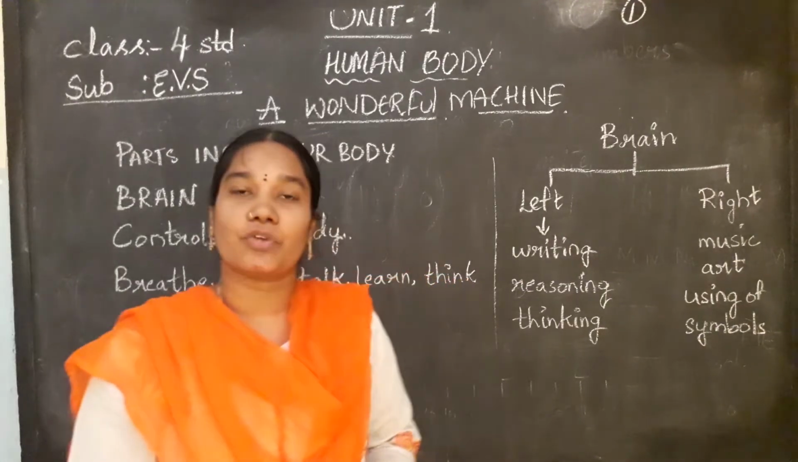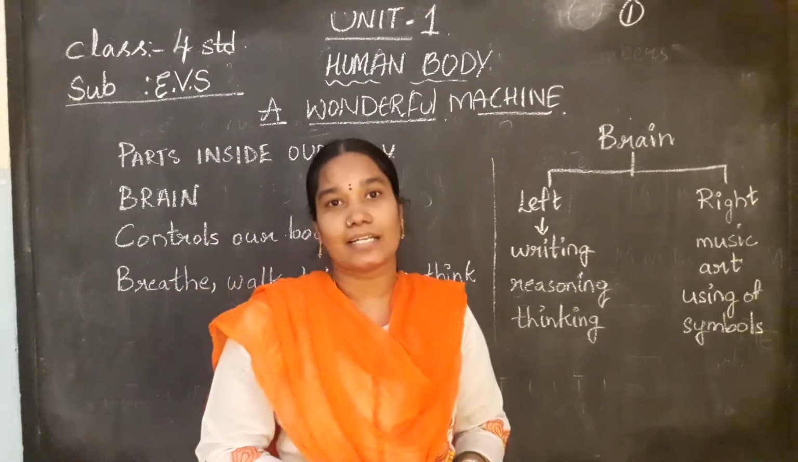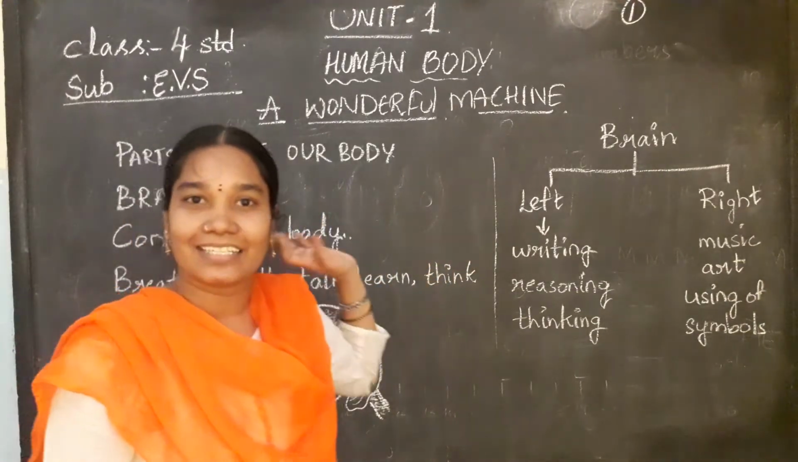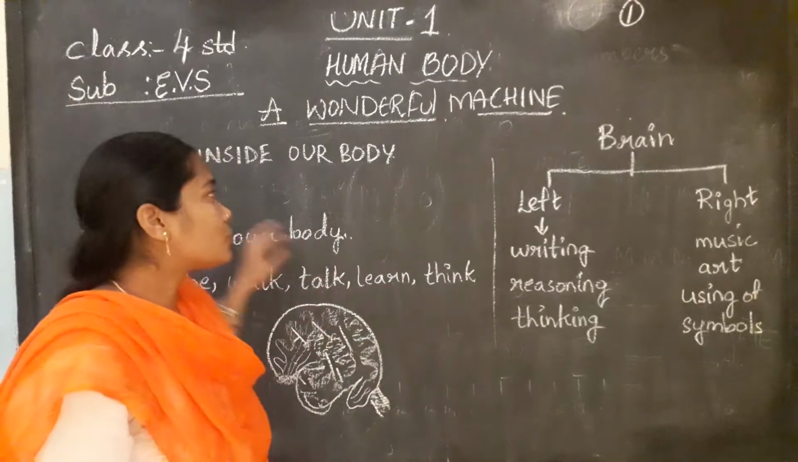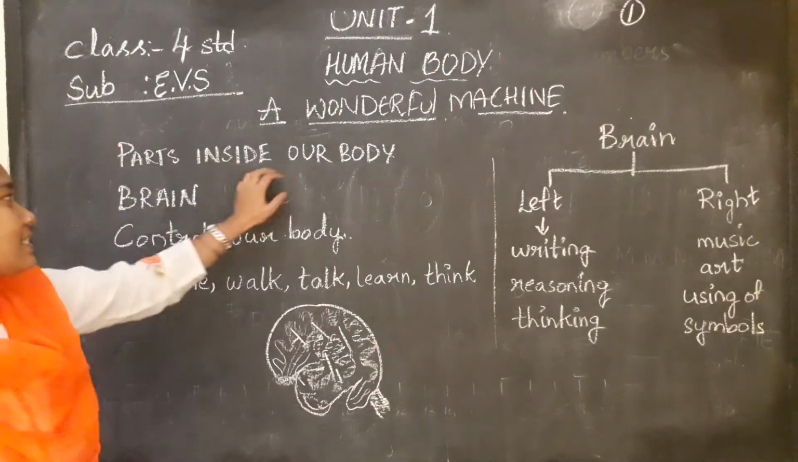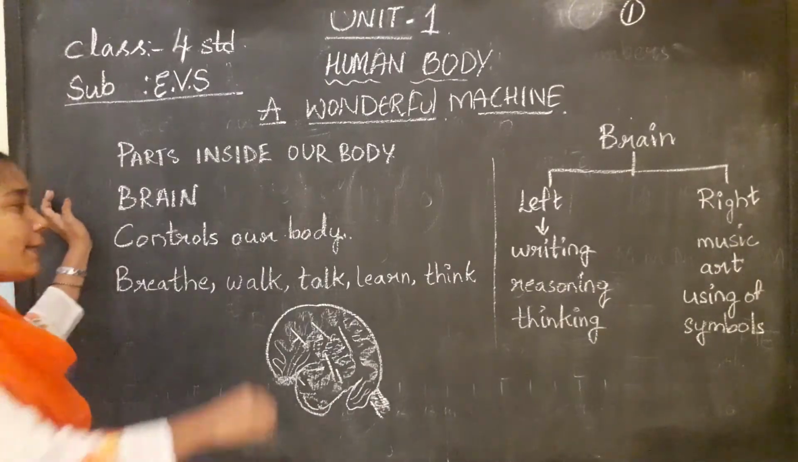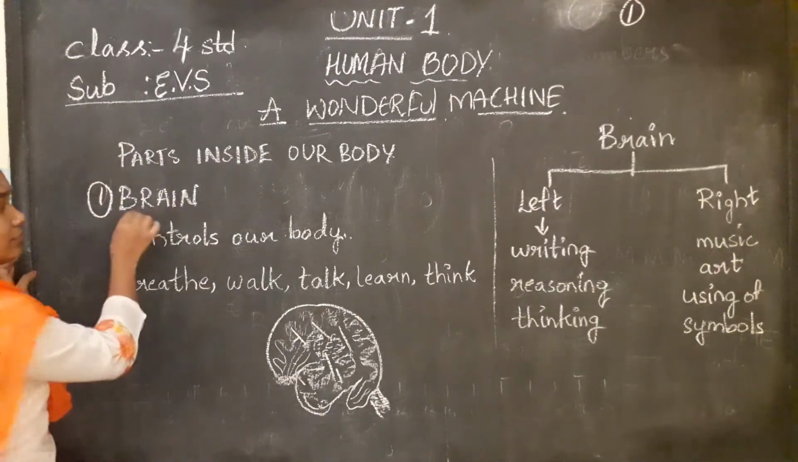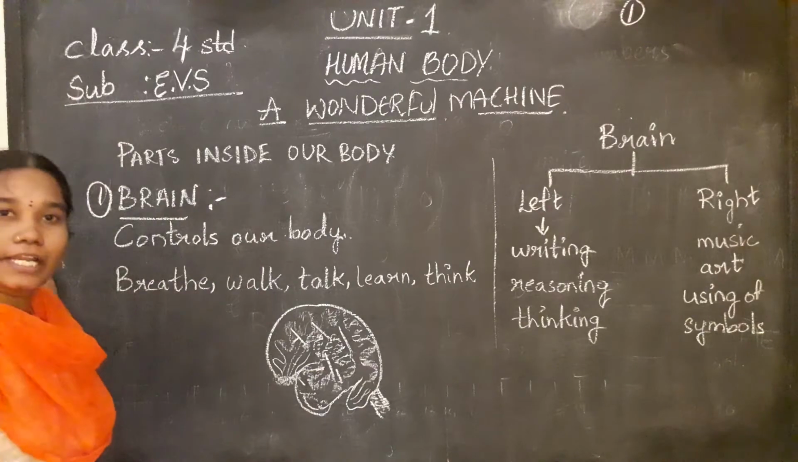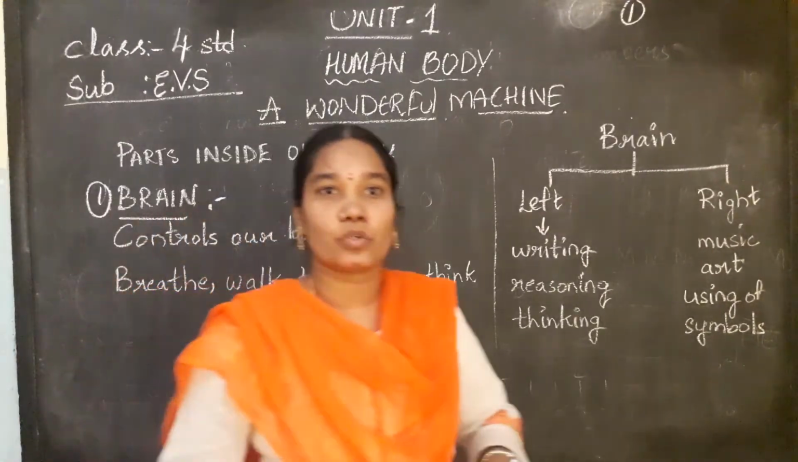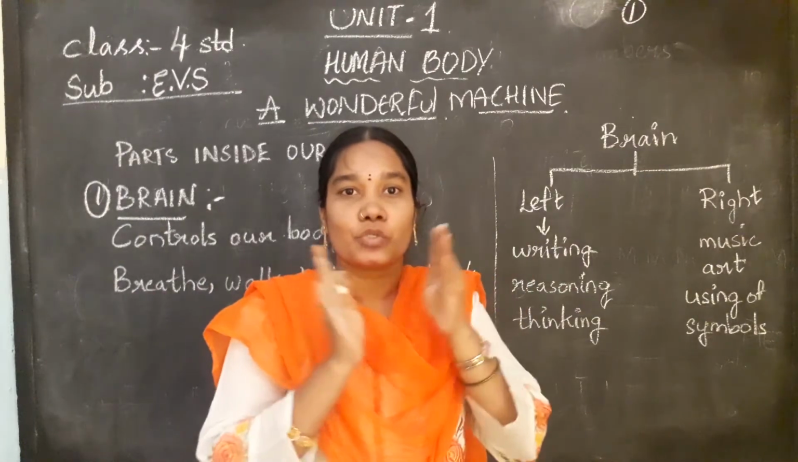In this class we are going to learn about the internal parts of the body. Let us learn the internal parts of the body, the parts inside our body. The first one you are going to learn about is the brain. The brain is divided into two parts.